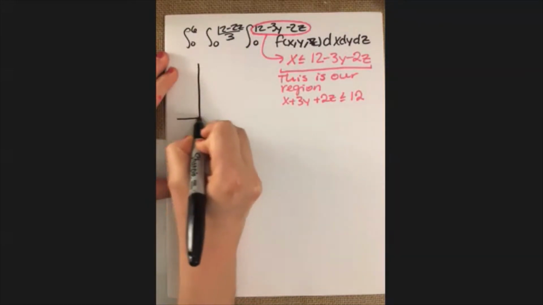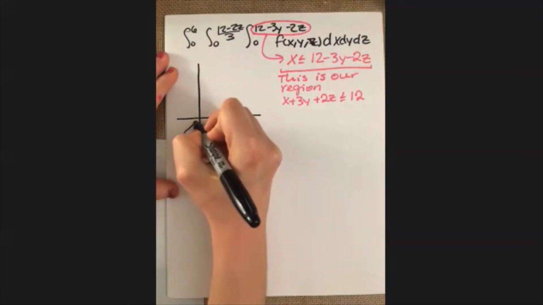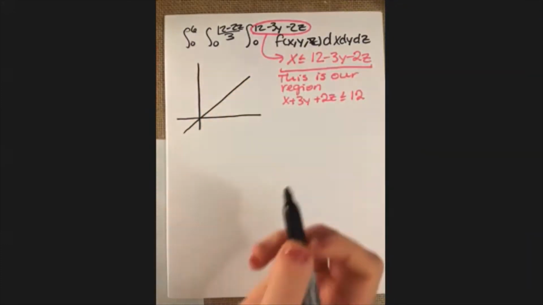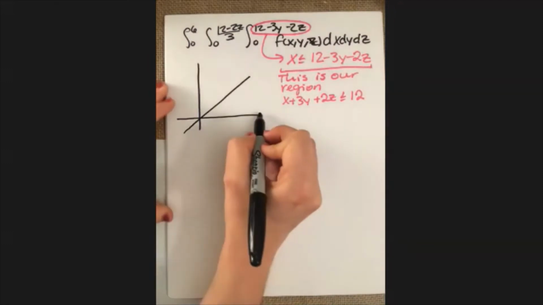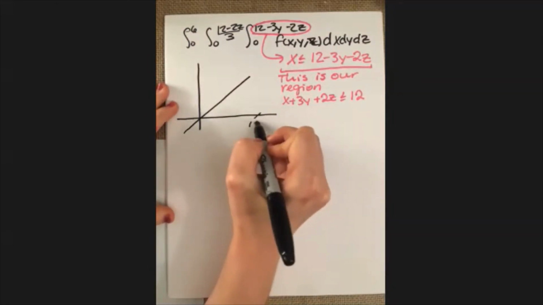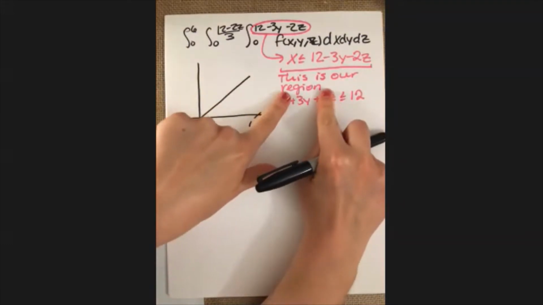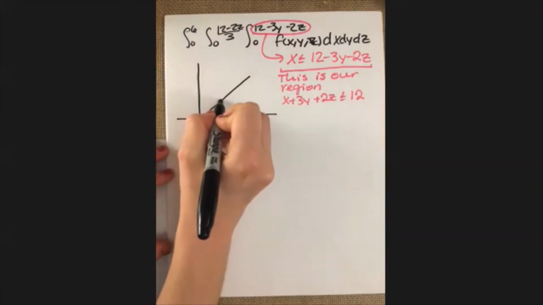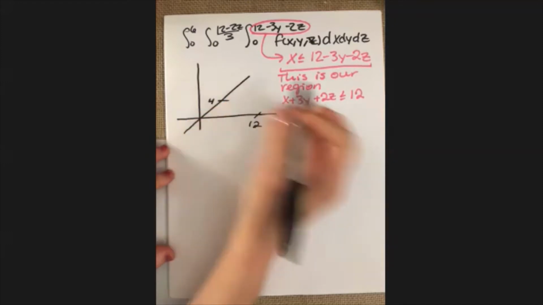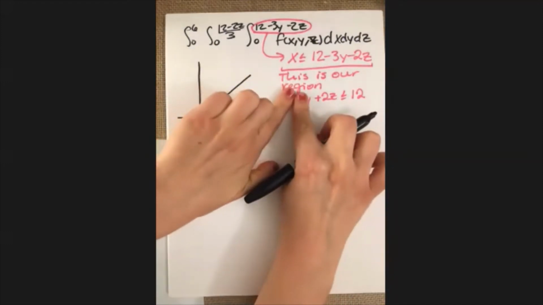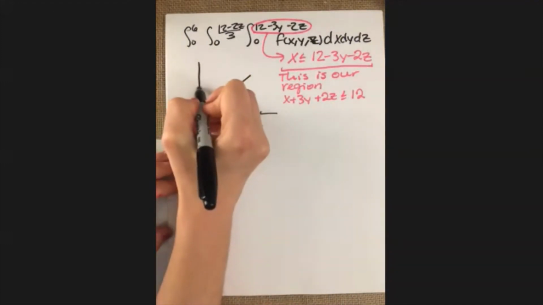So if we want, we can sketch this just so we see what we're dealing with. Although you don't absolutely have to be able to do these kinds of problems, I do find it helpful. So we'll call that 12. I know that y has to be less than or equal to 4, and that z has to be less than or equal to 6.